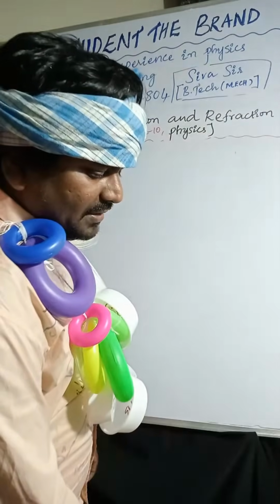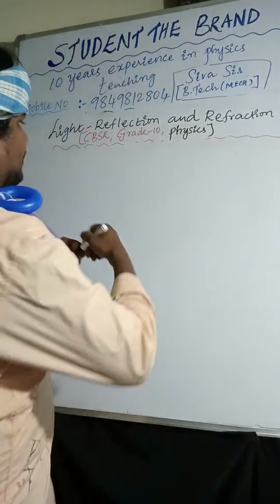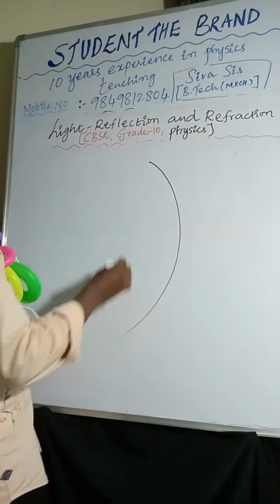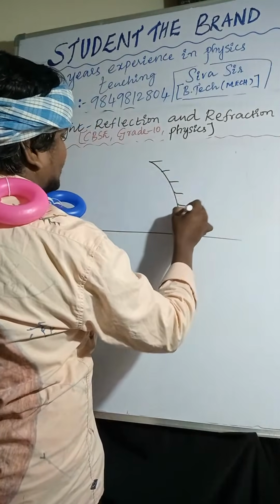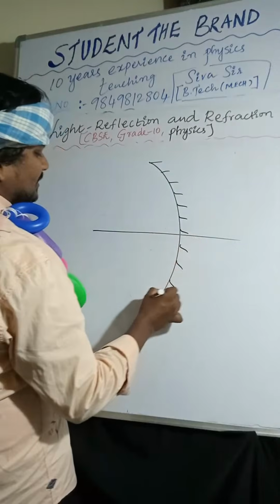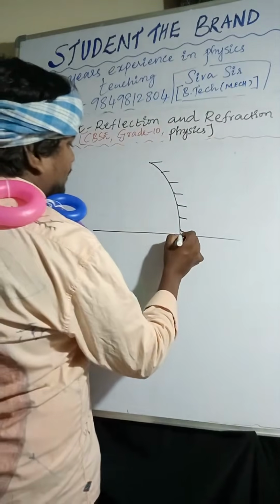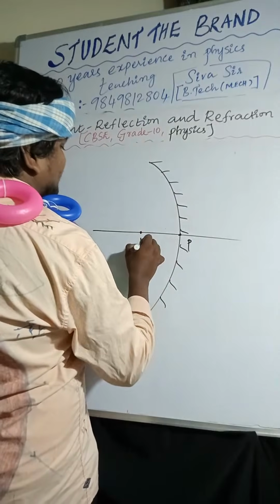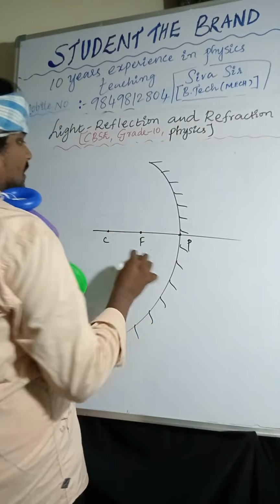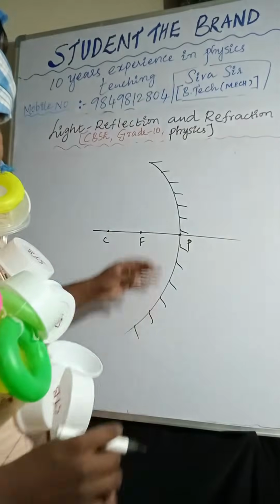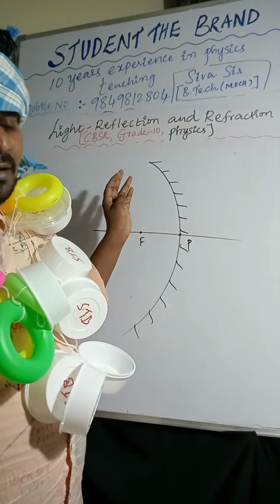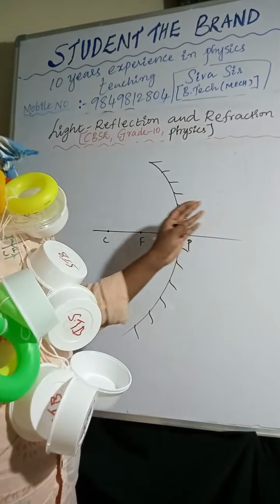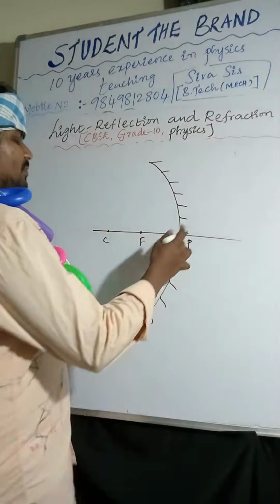So here I am considering the concave mirror. Concave mirror is here. I am considering it like this. Here are the pole, focus, and center of curvature. So all measurements we have to take from the pole. All measurements are taken from the pole.